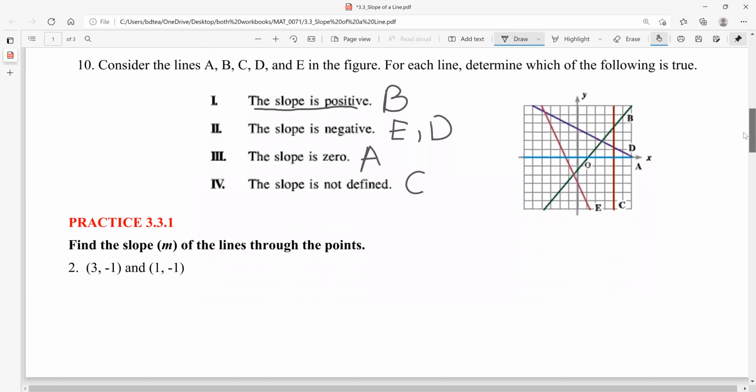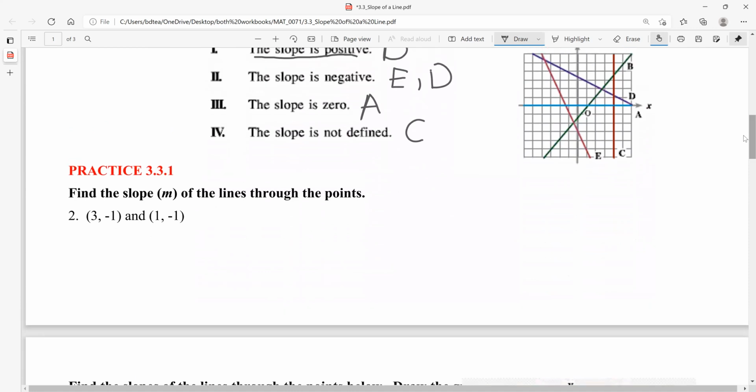So let's look at the first example here. It says, find the slope of a line, the slope M, that goes through these points. So whenever you have to find the slope of a line and it is giving you 2 points, automatically you need the formula. The slope of a line is y sub 2 minus y sub 1 divided by x sub 2 minus x sub 1.